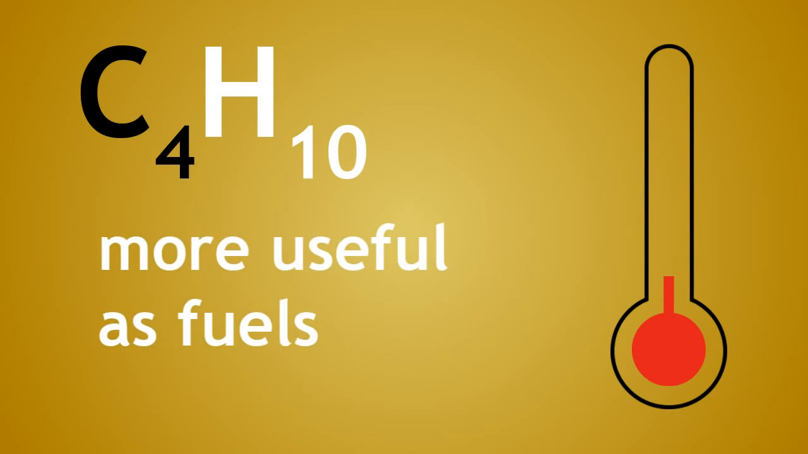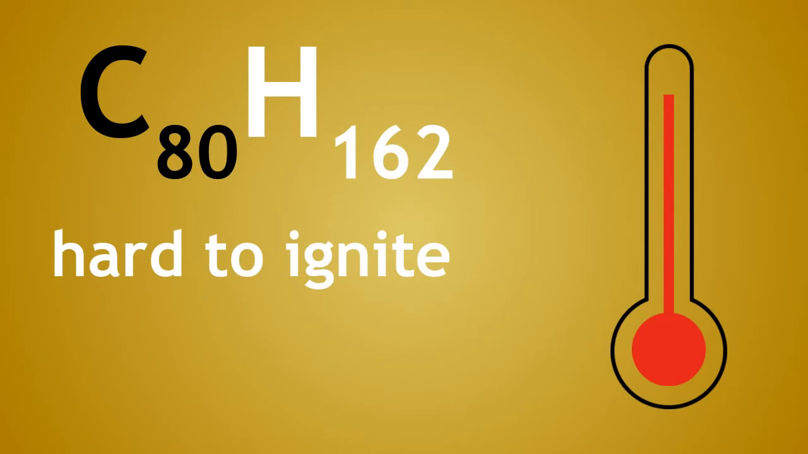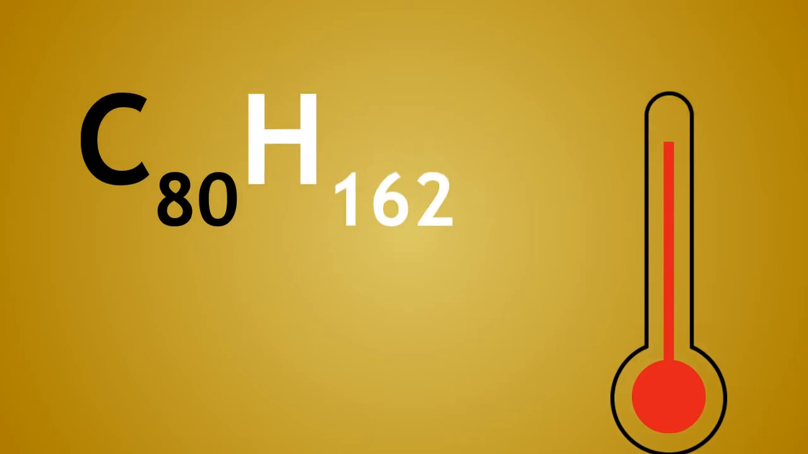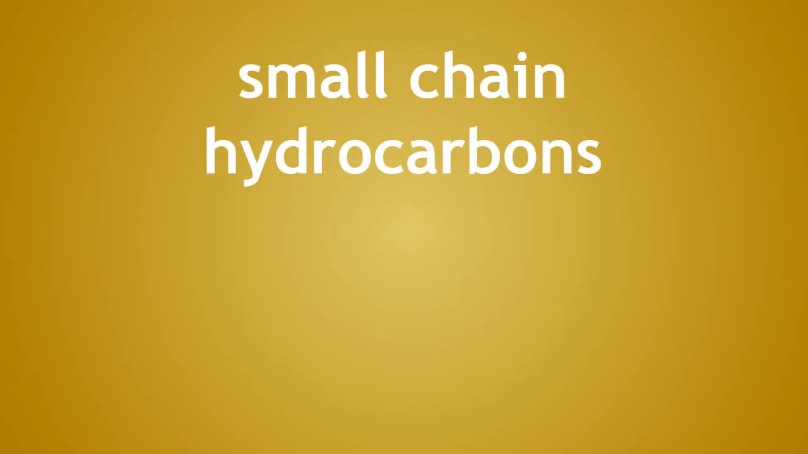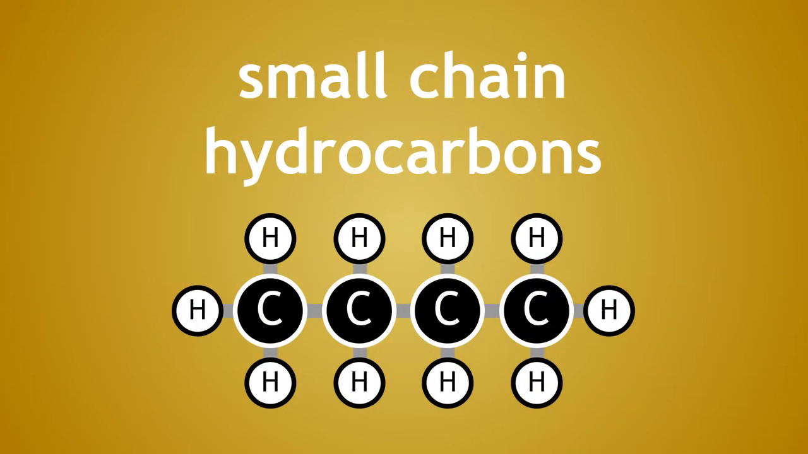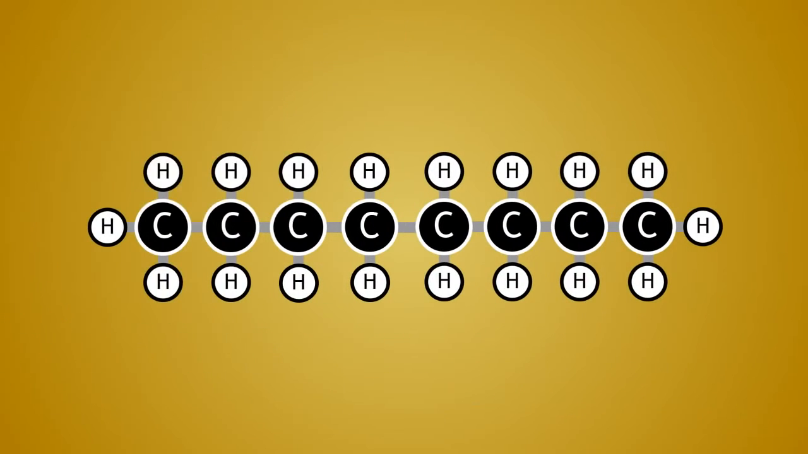more useful as fuels. Larger hydrocarbons have a higher boiling point, are harder to ignite, therefore not as useful as fuels. We use a lot of fuels in our day-to-day lives, driving cars, aeroplanes, lorries, and even heating our homes. This means there is a very high demand for small-chain hydrocarbons. However, after fractional distillation, we find that we have a large supply of long-chain molecules.